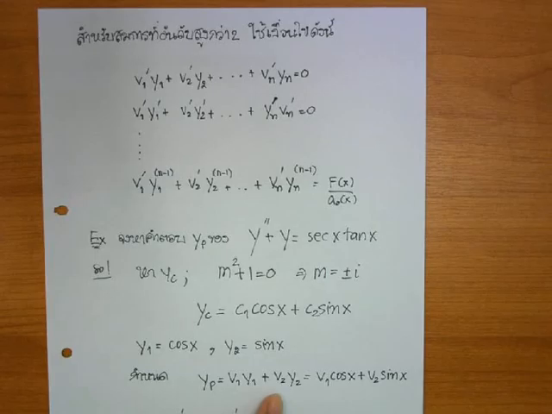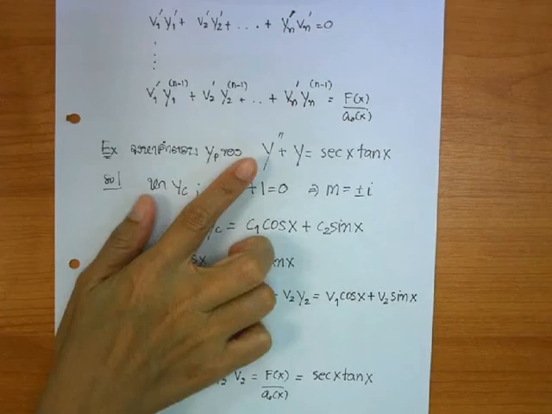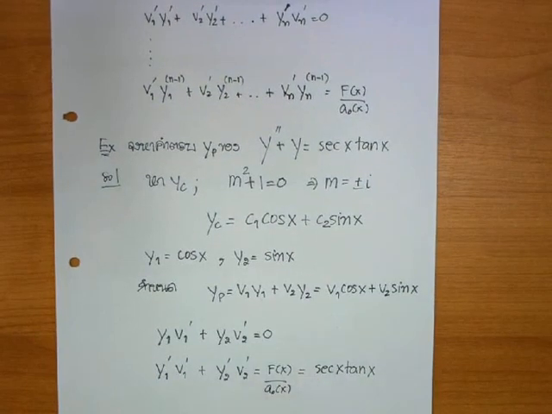Now we are going to set up the equations. By this, we would get 2 equations. The first is y1 times the first derivative of v1 plus y2 times the first derivative of v2 equal to 0. And the second equation is the first derivative of y1 times the first derivative of v1 plus the first derivative of y2 times the first derivative of v2 is equal to f(x) divided by a0(x). But our a0 is equal to 1. So that means it's equal to sec x times tan x.